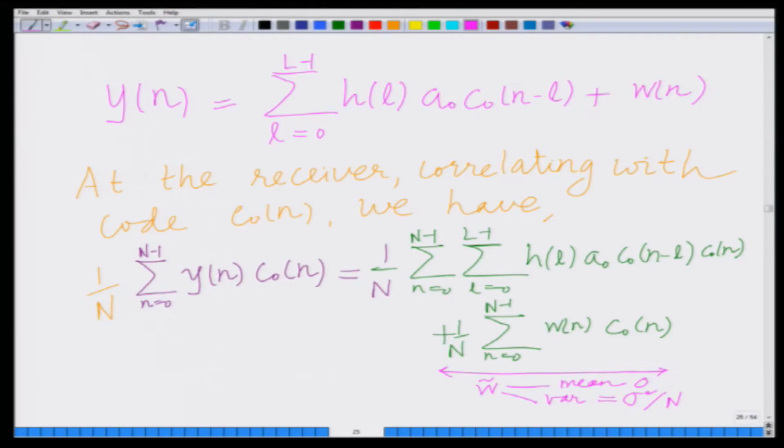So, this 1 over n summation W n C0 n is Gaussian noise with mean 0, variance sigma square divided by n. This we have already seen. Now, let us rewrite the signal part so that we gain some insights into this.